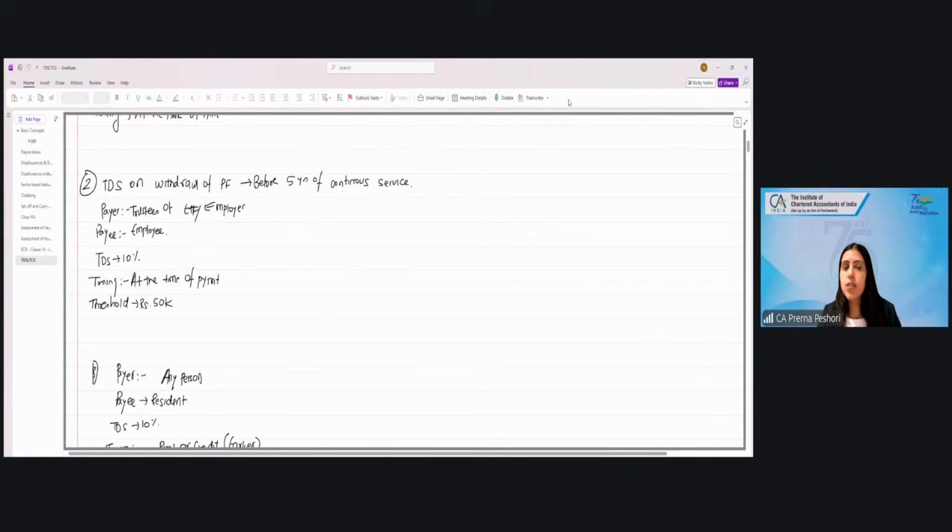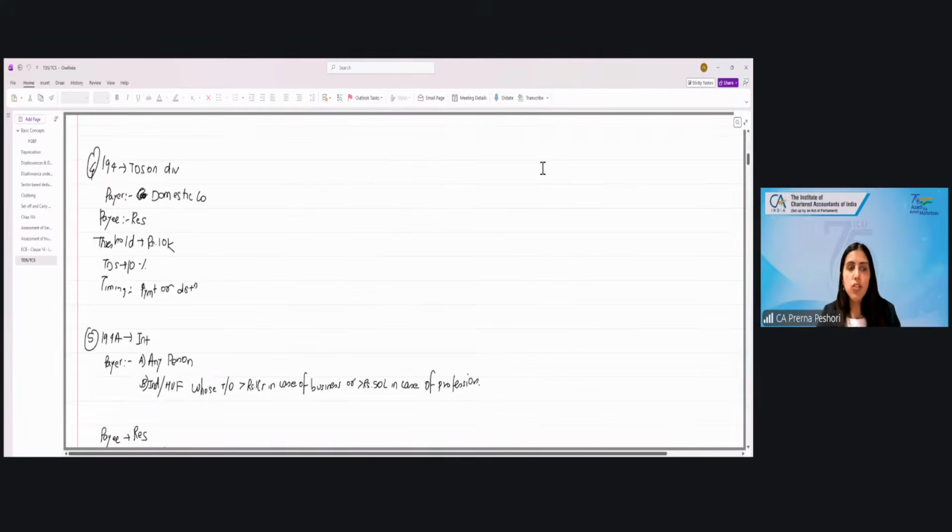Interest to a business trust via special purpose vehicle. When the SPV pays the interest to the business trust on any security, the SPV is not required to deduct the TDS, right? So that is also exempt. So that is section 193.